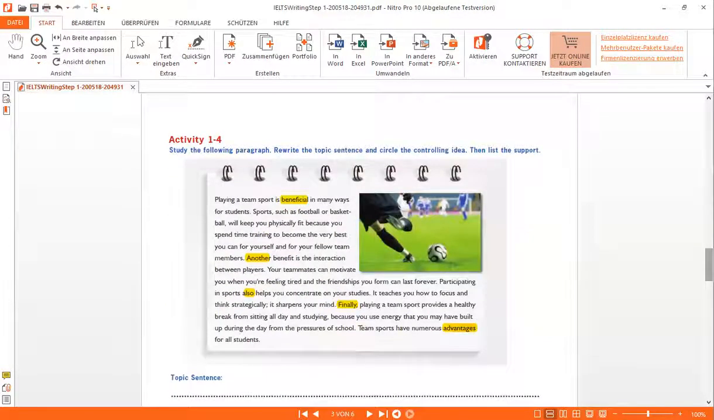In activity 1.4, you have to study this paragraph and again rewrite the topic sentence. So just basically copy and paste. Yeah, rewrite the topic sentence. What's important is to circle the controlling idea and then list the support. This is really important. So we know the first sentence is always the topic sentence, so just rewrite it, but you will need to circle the controlling idea and then you will need to find the support. All right, where is the support?